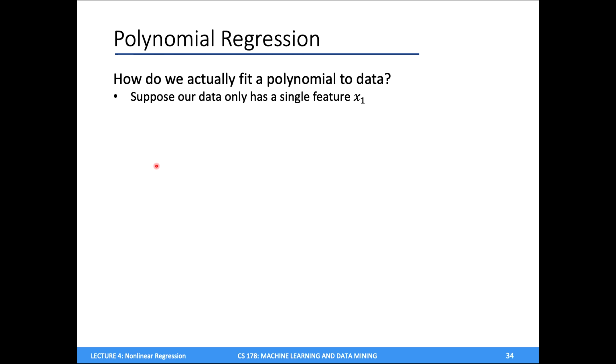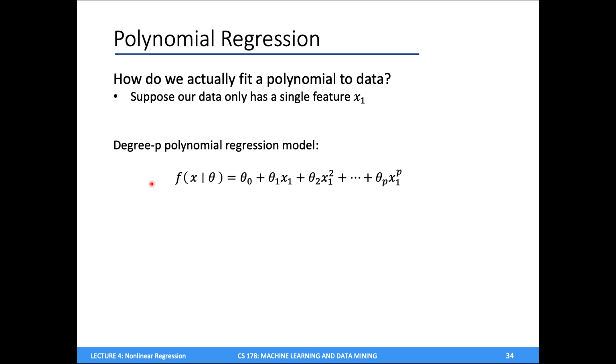Okay, so now we've seen how to do these feature expansions. Again, it's some transformation of our data. After doing so, how do we actually fit a polynomial to our data? And again, let's just consider our data having a single feature x1. Our degree p polynomial regression model that I had shown before has the following form. It's again just thetas times our inputs, but we're also considering x1 squared up to x1 to the p as inputs to our model.